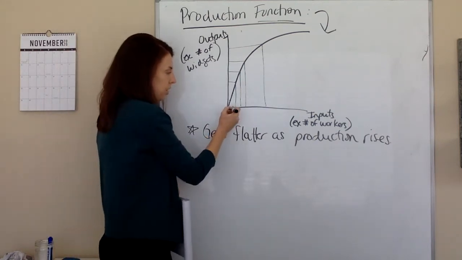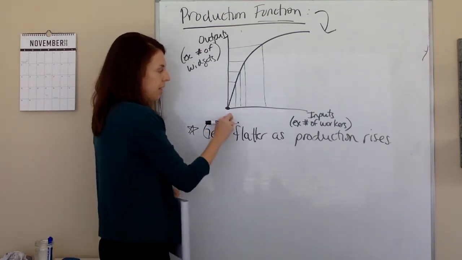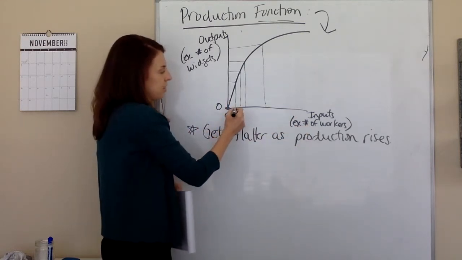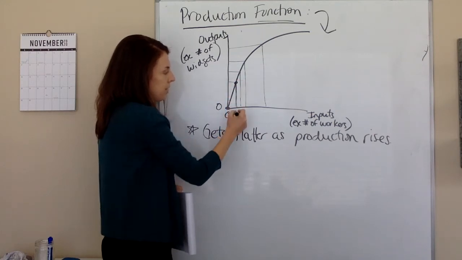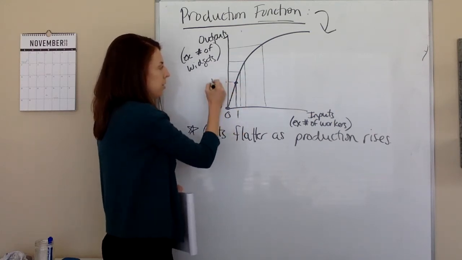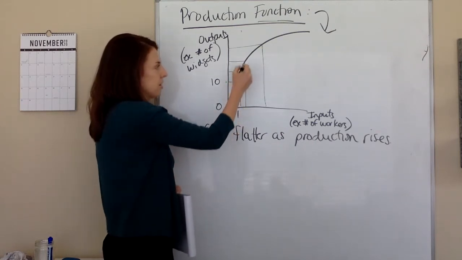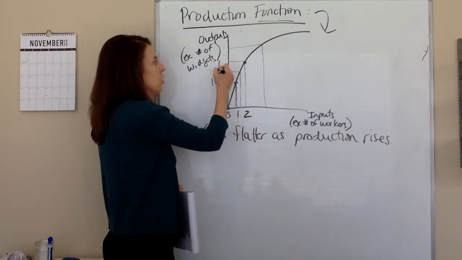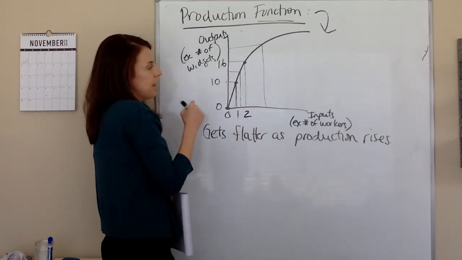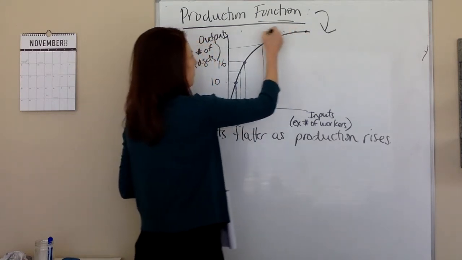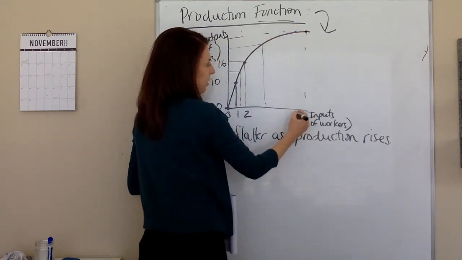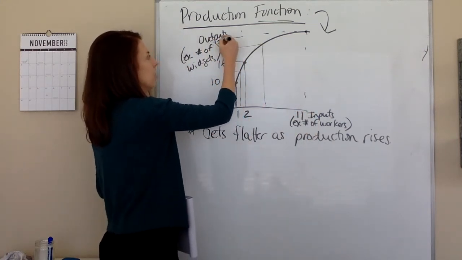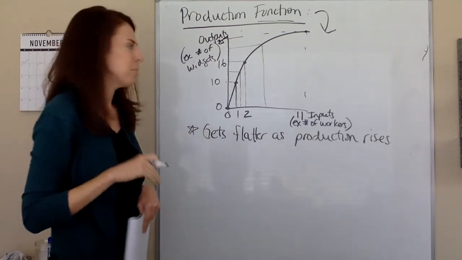So for example, there's one dot down here. What does that mean? That means if you have 0 workers, you get 0 widgets. There's one coordinate right here. That means if you hire 1 worker, maybe you get 10 widgets. There's another coordinate here. Maybe it means if you hire 2 workers, you get 16 widgets. And then there's maybe another dot out here. If you hire 11 workers, you get 25 widgets. I'm making up the numbers.